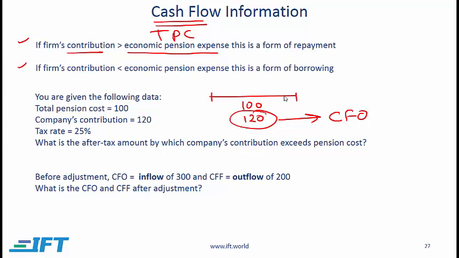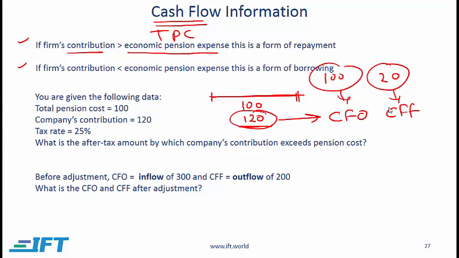However, if we have a total pension cost of 100, and the company is making a contribution of 120, the extra 20 is reducing the pension liability. So since the pension liability is being reduced, the 20 should really be categorized under cash flow from financing. So 100 should go to CFO and 20 should go to CFF. These numbers are on a before tax basis.